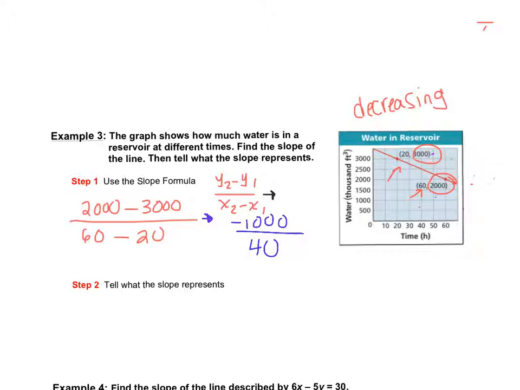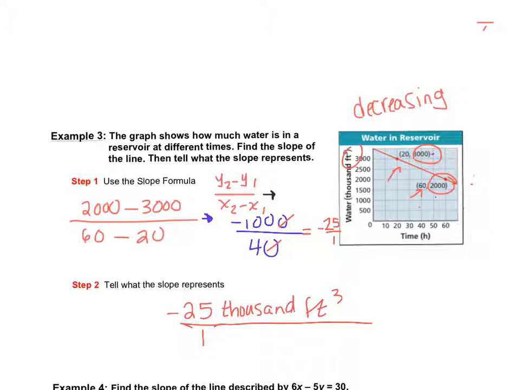Always simplify. Remember, you could simplify by dividing by 10, which basically just divides a 0 away. And negative 100 over 4 is really negative 25 over 1. That means the slope is negative 25, which means that for every hour, negative 25 over 1, remember change of y over change of x, y represents water in thousands. You're losing 25,000 cubic feet per 1 hour.